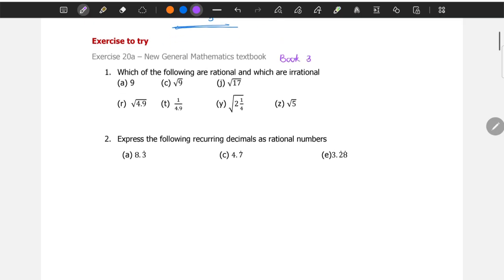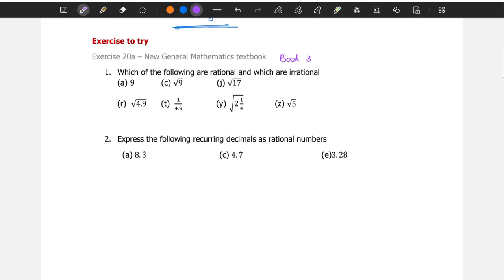From the same textbook, which is the New General Mathematics, book 3, you can try the following examples. The first exercise is looking to determine which of the following are rational and which ones are irrational. So the question is asking which ones can be put in terms of exact fractions and which ones cannot be put in terms of exact fractions.